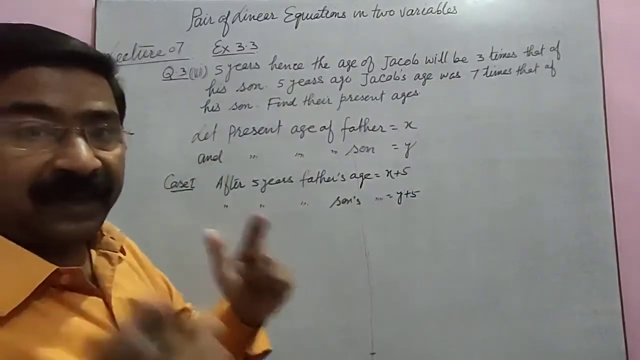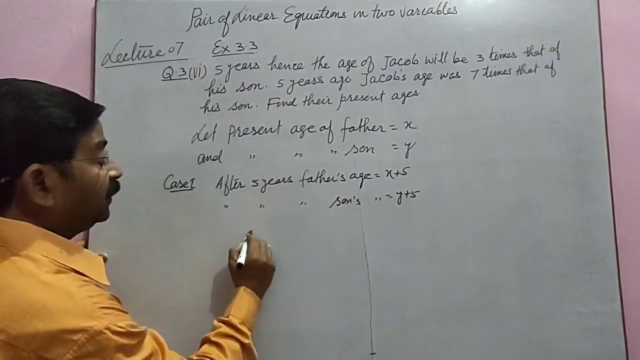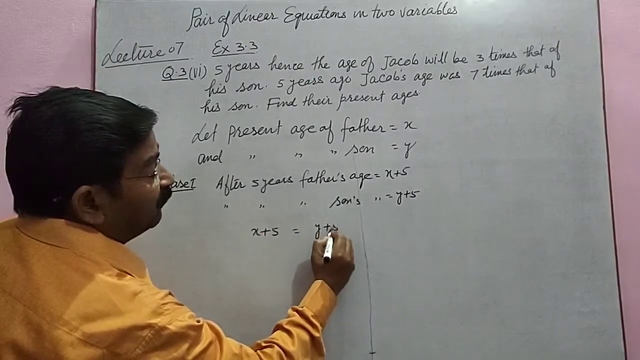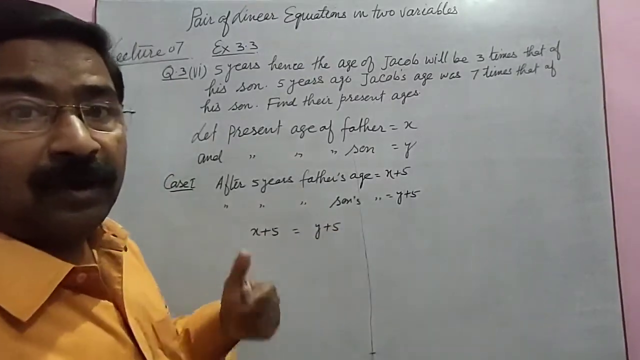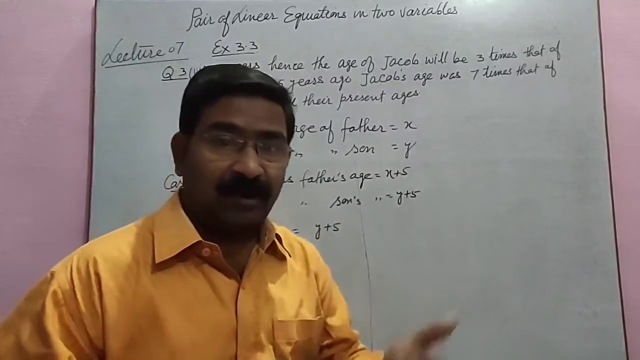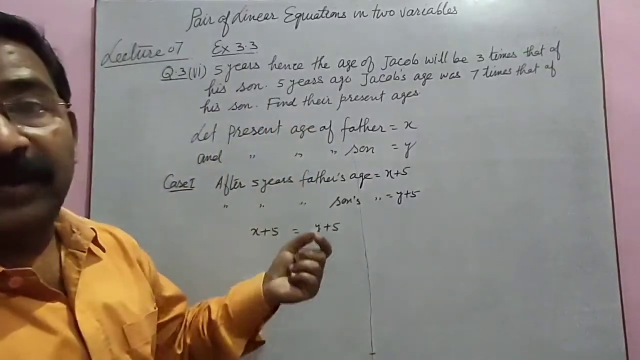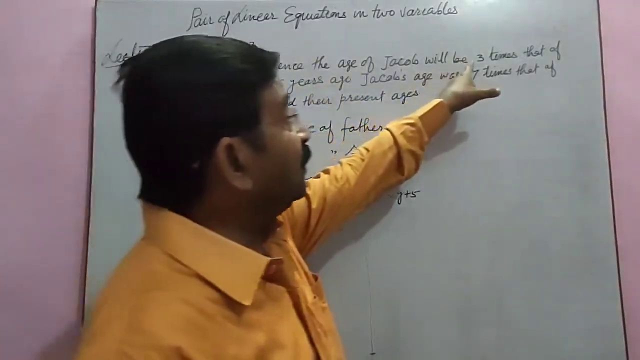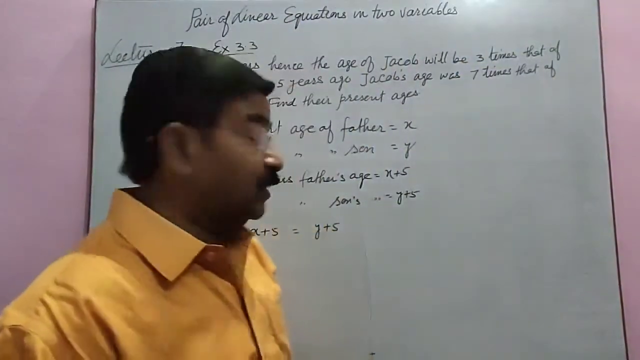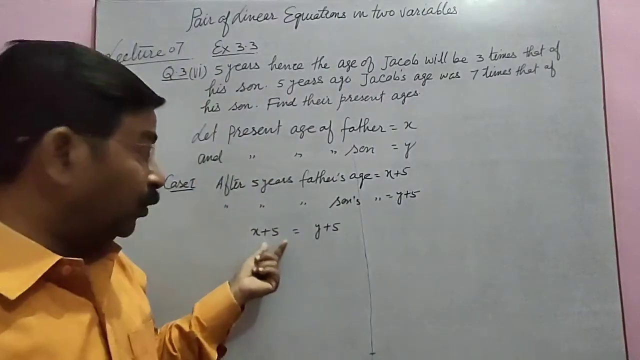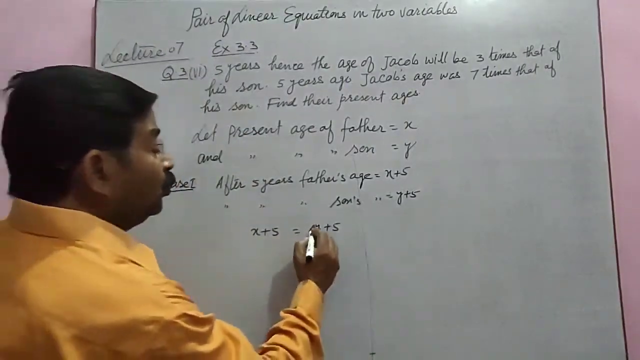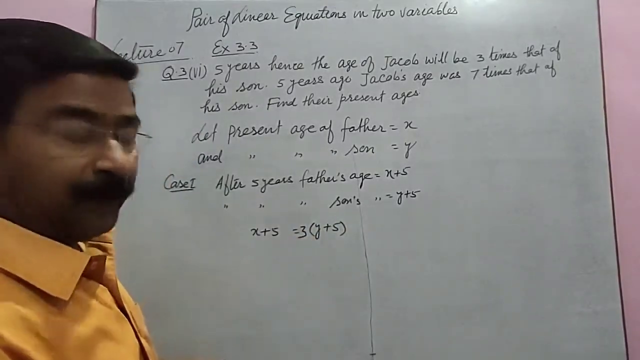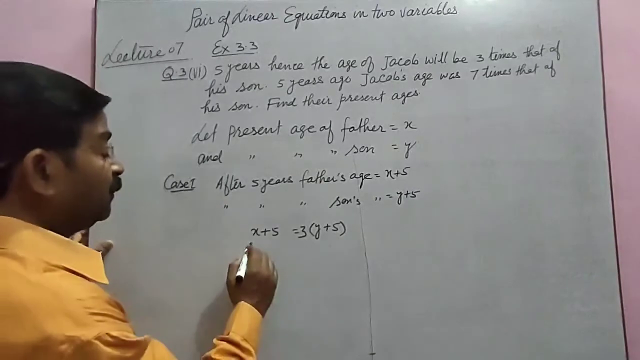Now we'll compare their ages. See, x plus 5 is compared with y plus 5. Who is older? Father. Father is always older. Son is always younger. So 5 years hence, father will be 3 times. So father will be 3 times. To equalize them, what to do? We have to multiply the son's age by 3. Now they are equal.